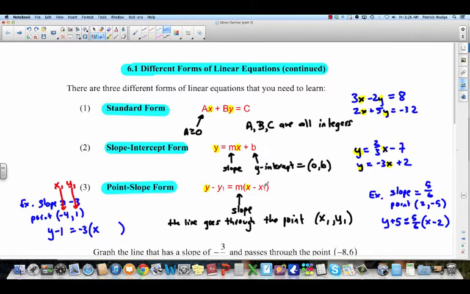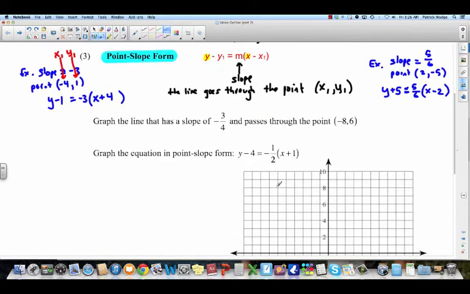And over here I have to do x take away x1. So that's x take away -4. Oh, x take away -4 is the same as x plus 4. And again, you'll notice how it's kind of opposite. The point was -4, 1, so in our equation, it's +4, -1. It becomes opposite because of those two negative signs. Alright, let's move along here.